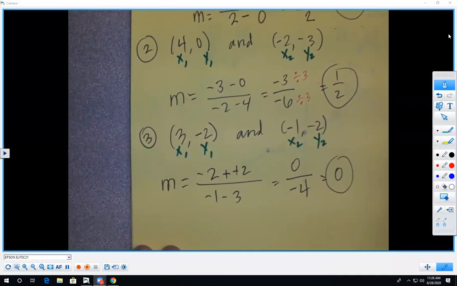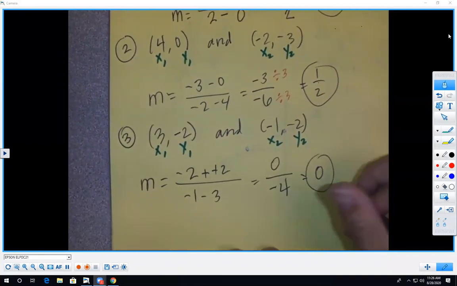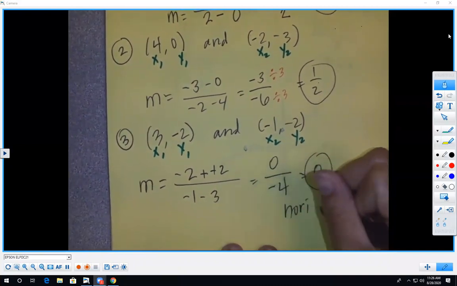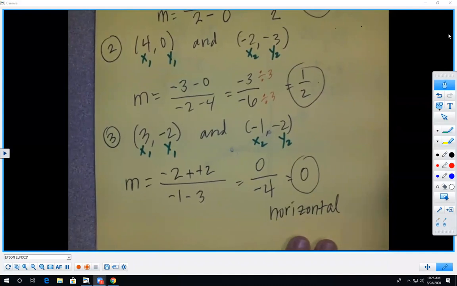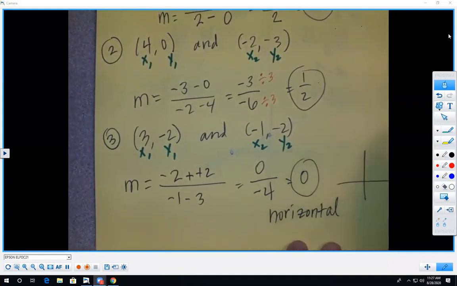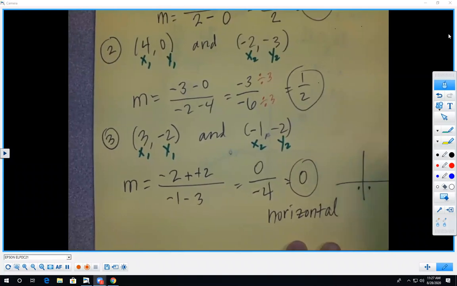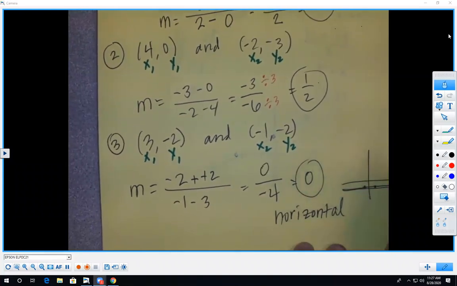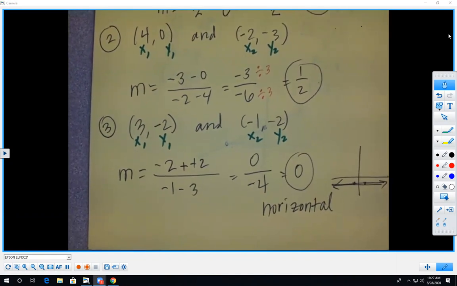What kind of lines have 0 slope? Straight across, right? So those would be horizontal lines. So horizontal lines have 0 slope. So this specific line would look like over 3 down 2, negative 1 down 2. So it would look something like this. Okay, so horizontal lines have 0 slope.